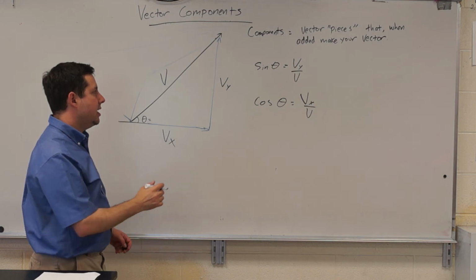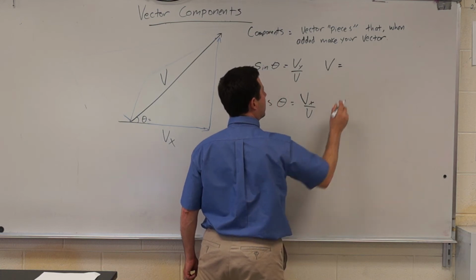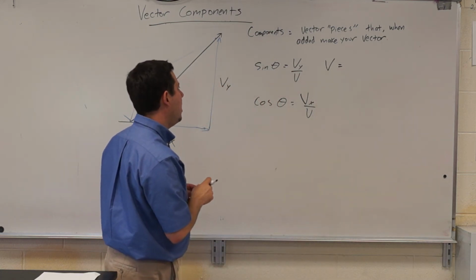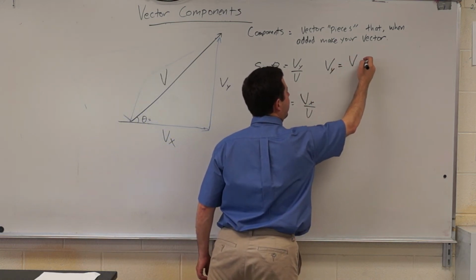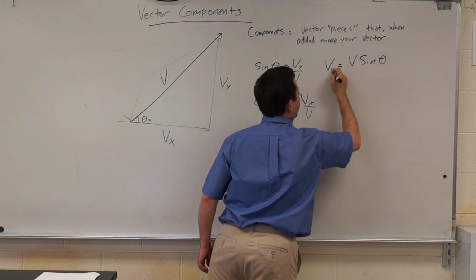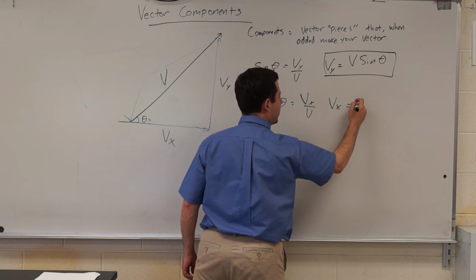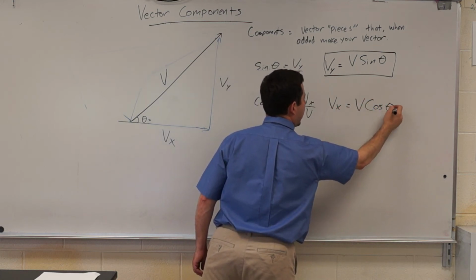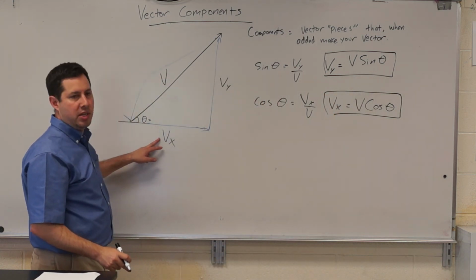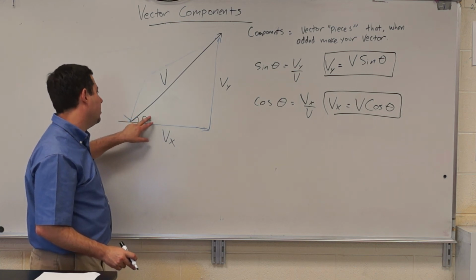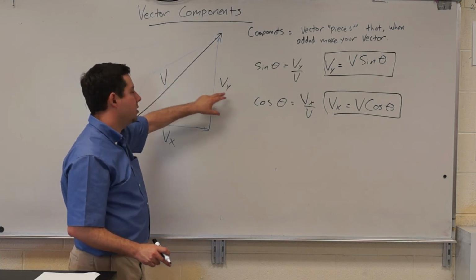If you rewrite these, then you can find that your component v sub y is just original vector v times the sine of that angle. Similarly, your x component v sub x is just vector v times the cosine of that angle. Cosine deals with adjacent, so to find v sub x, you're using the cosine because it's adjacent to this angle. And to find the y component, you're using the sine, which is opposite.